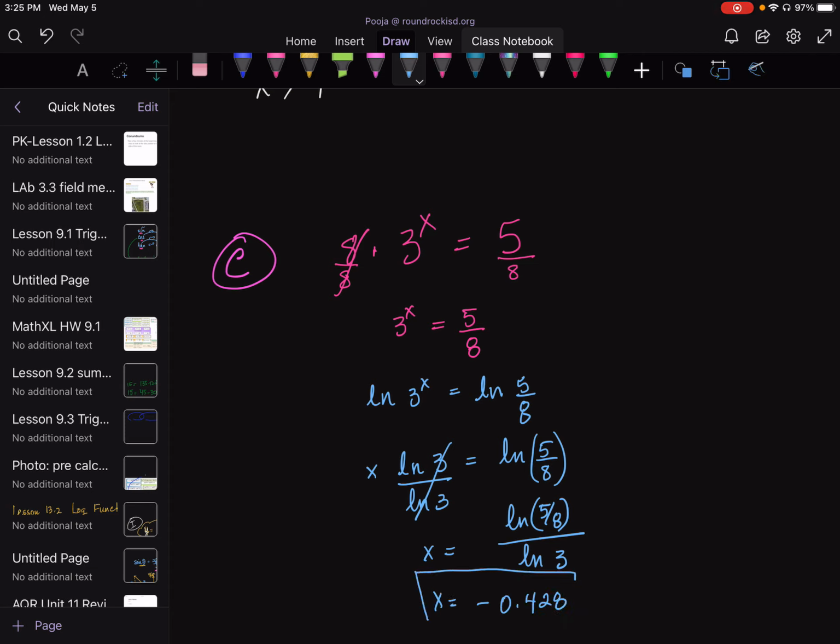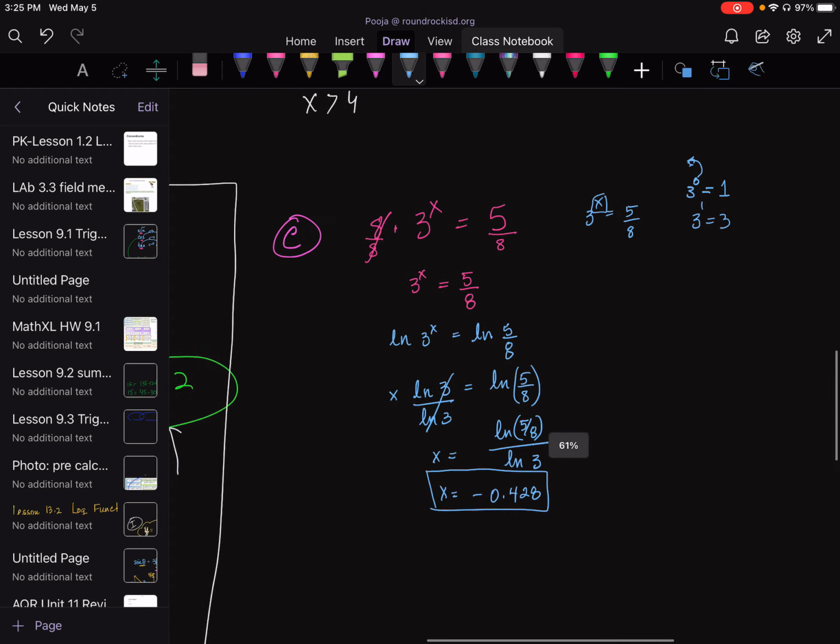-0.428. So this exponent has to be negative. Think about it for a second. I'm looking at 3 to some power equals 5/8. Now 3 to the first power is 3, so this number x is definitely less than 1. Anything to the power of 0 is 1. We have 5/8, so our answer is even less than 0, and hence our answer was less than 0, a negative power.